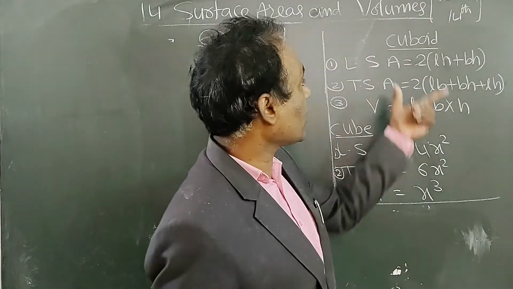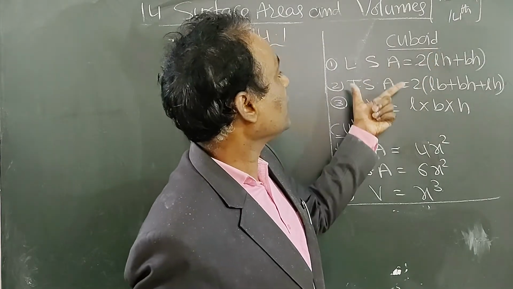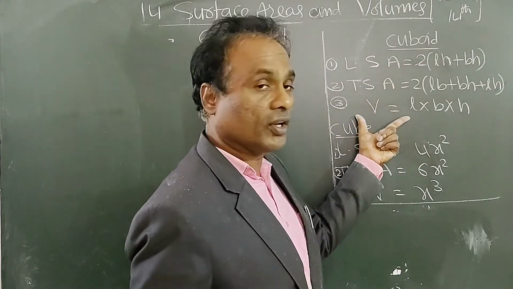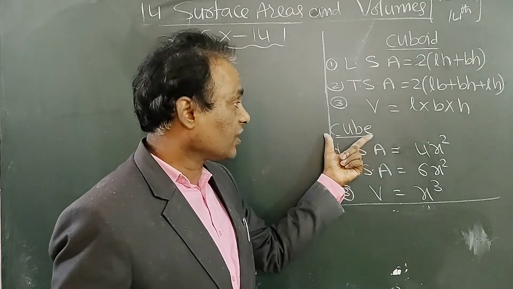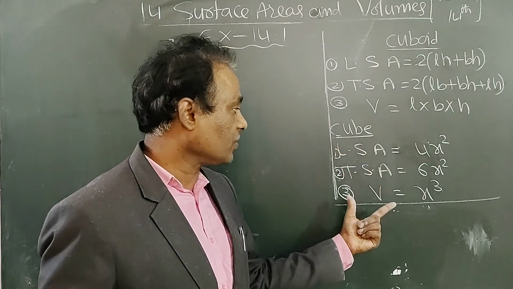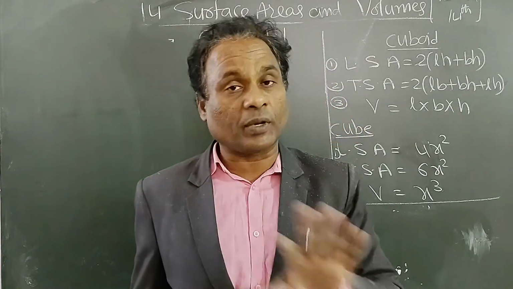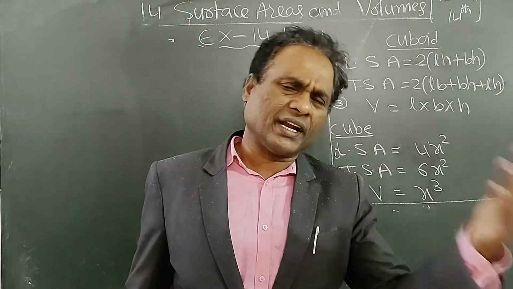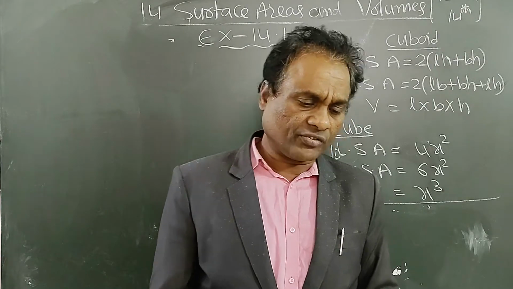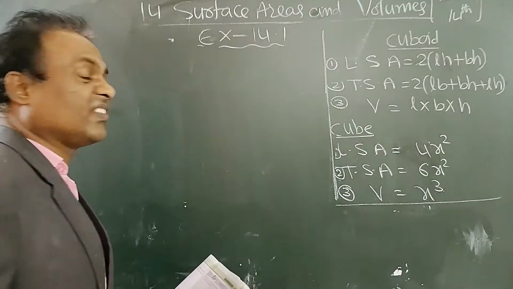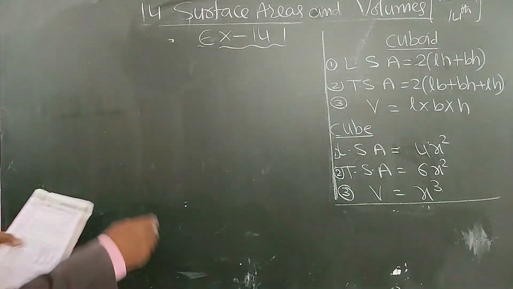So I gave all the formulas for cube and cuboid: lateral surface area, total surface area and volume. All the 6 formulas I derived and explained in a detailed way, and we applied them in solving the problems also. So now, continuation of this exercise 14.1, students, 14.1.